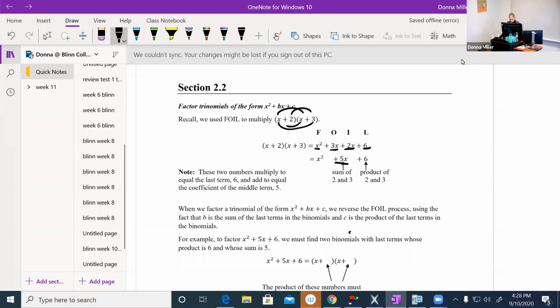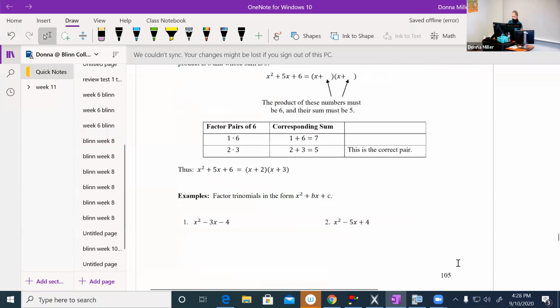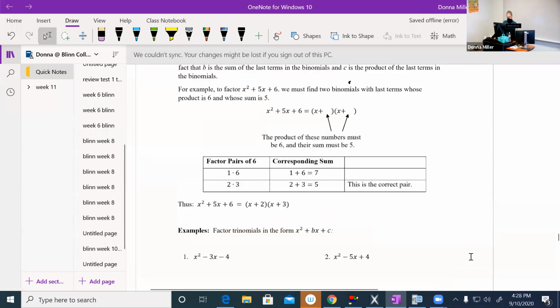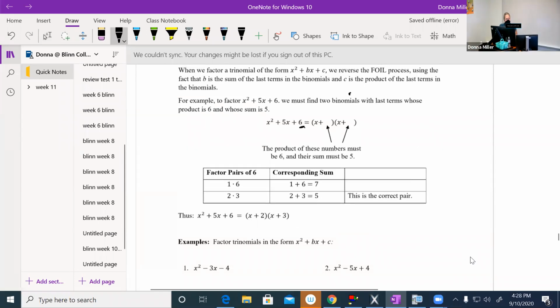So the way that you can think about it, this last term, 6, is the product of 2 and 3, the product of the two numbers. And the 5x, if you look at it, 2 plus 3 is 5. So the sum of them is the middle term, right? So the last term is the product of the numbers, and the middle term is the sum. So to factor, we work it backwards. You focus on the last term, 6. Now, the x's, you just split this x squared: one is an x and one's an x. This x times x is x squared.